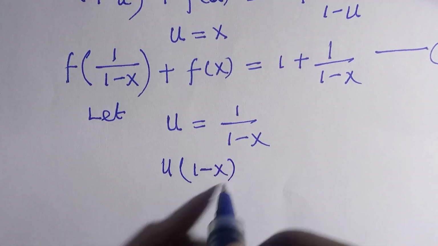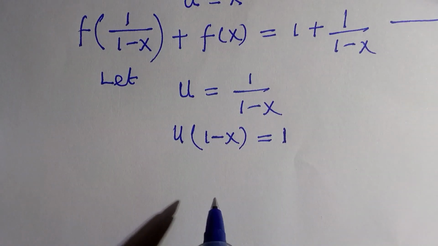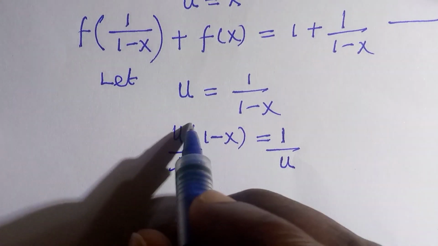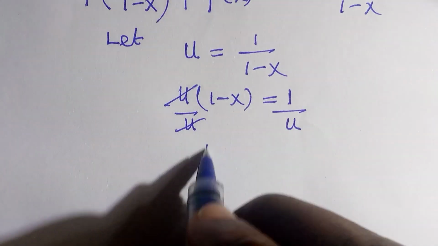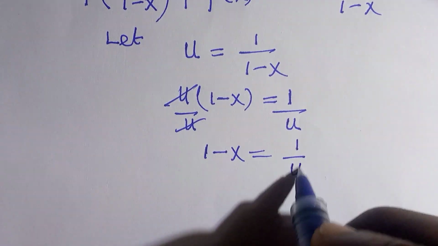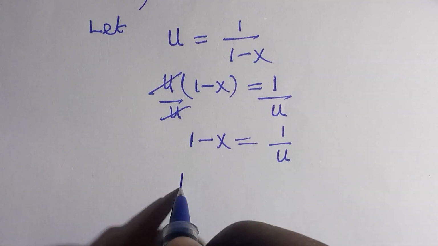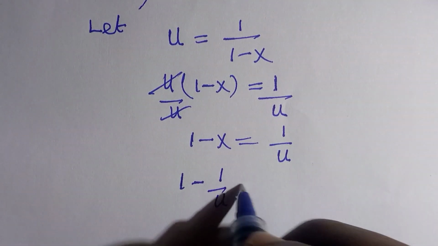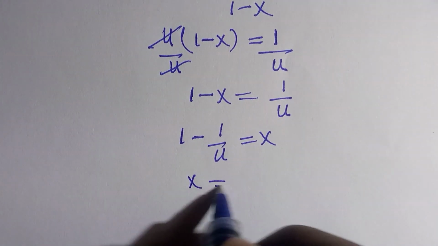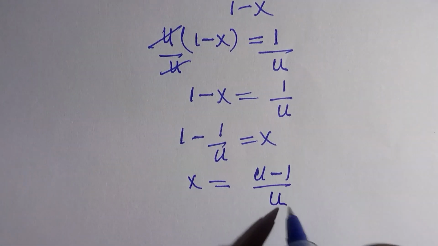Then we have u bracket 1 minus x equals 1. By dividing both sides by u, we have 1 minus x equals 1 divided by u. By making x the subject, we have 1 minus 1 divided by u equals x. And finally, x equals u minus 1 divided by u by taking the LCM.